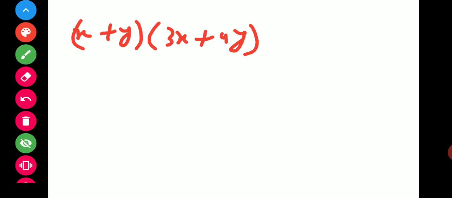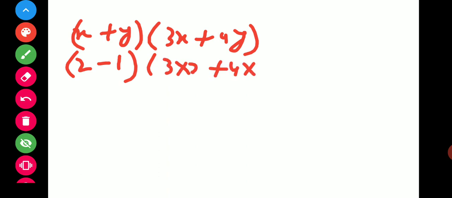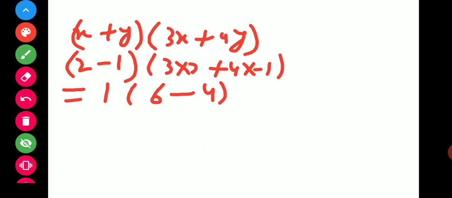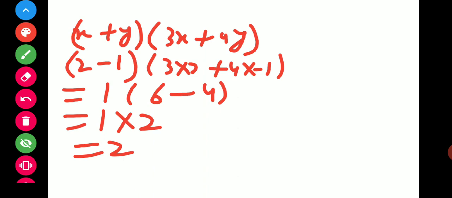Put x equal to 2. So here is 2, y is equal to minus 1, and it is 3 into 2 plus 4 into minus 1. So it becomes 1, and here 2 3s are 6 and minus 4. So that is 1 into 2, so it becomes 2. So left hand side is equal to 2. You have to remember that left hand side is 2.